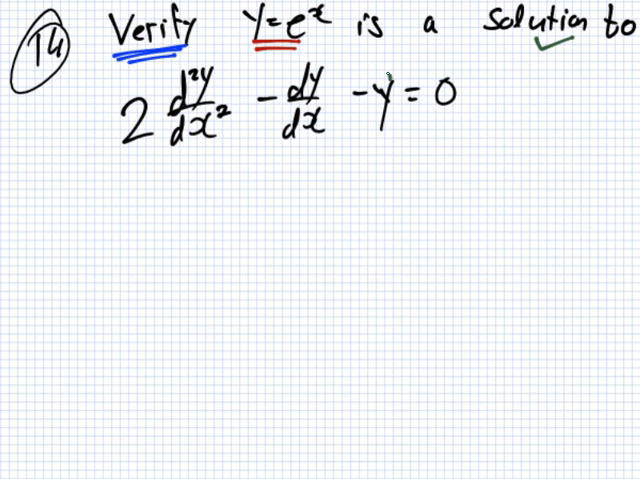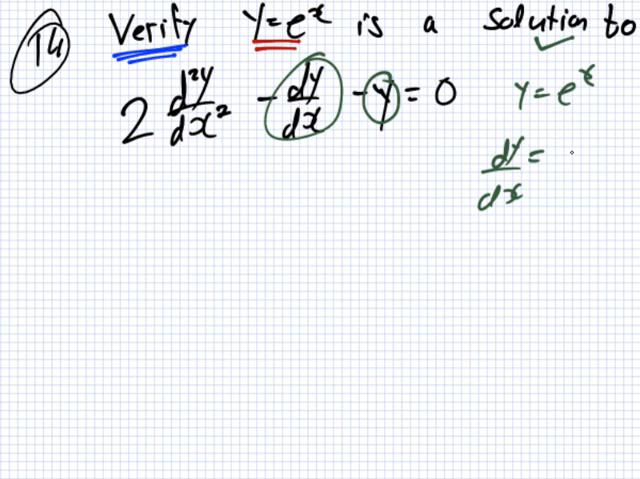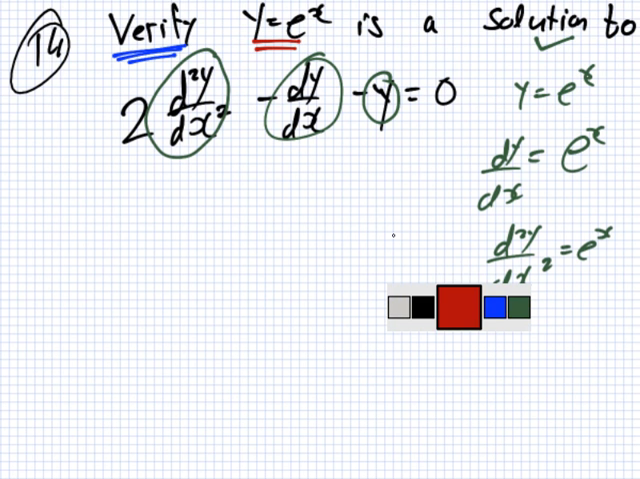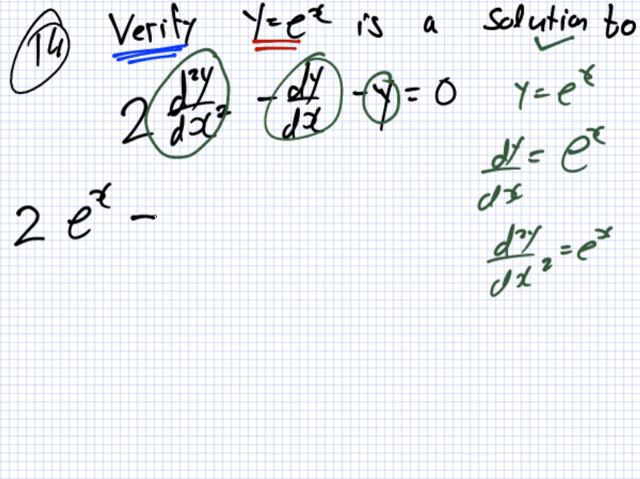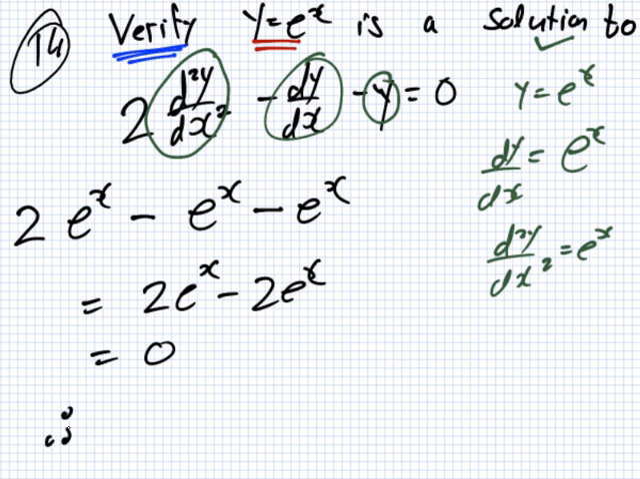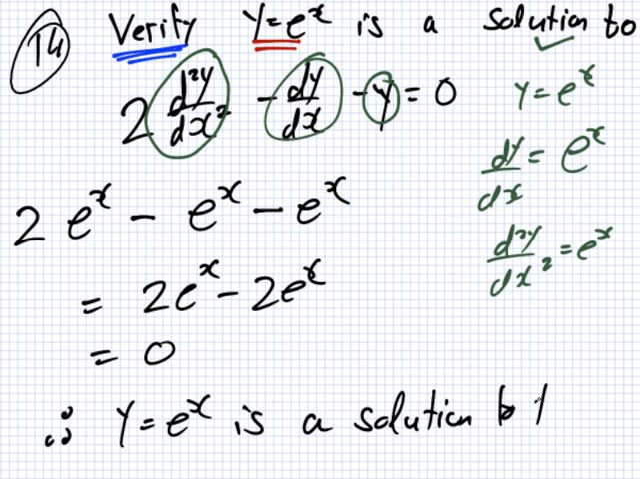Now, this is fine, but what about dy/dx? Well, we'll have to work it out. If y equals e^x, well, this one's easy. What's dy/dx? Yes, e^x. And then we'll also need to substitute here. What's the second derivative again? Yeah, e^x, just e^x again. So, let's substitute it in and see if we get 0. 2e^x minus e^x minus e^x. That equals 2e^x minus 2e^x, which equals 0. So, therefore, y equals e^x is a solution to the ODE.